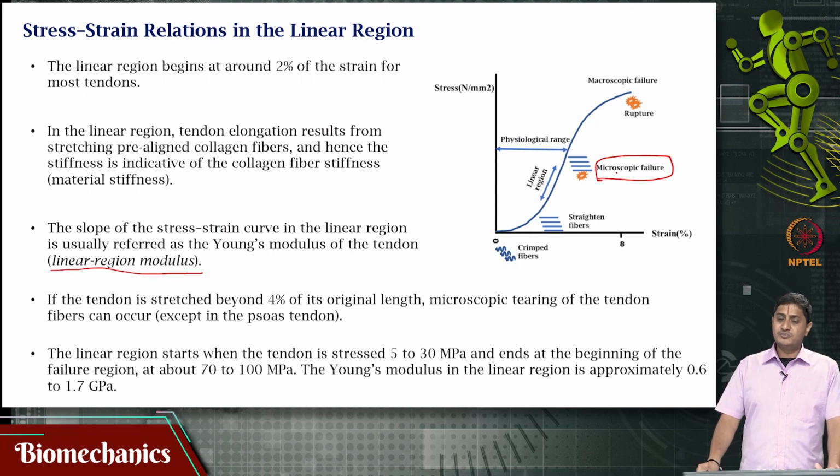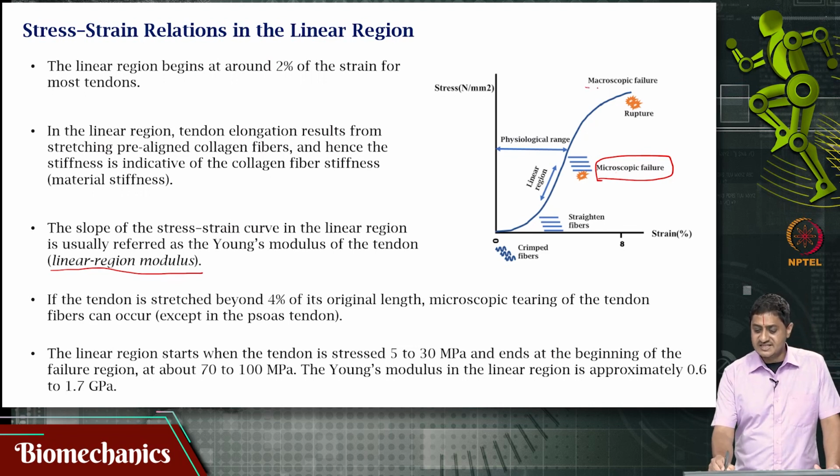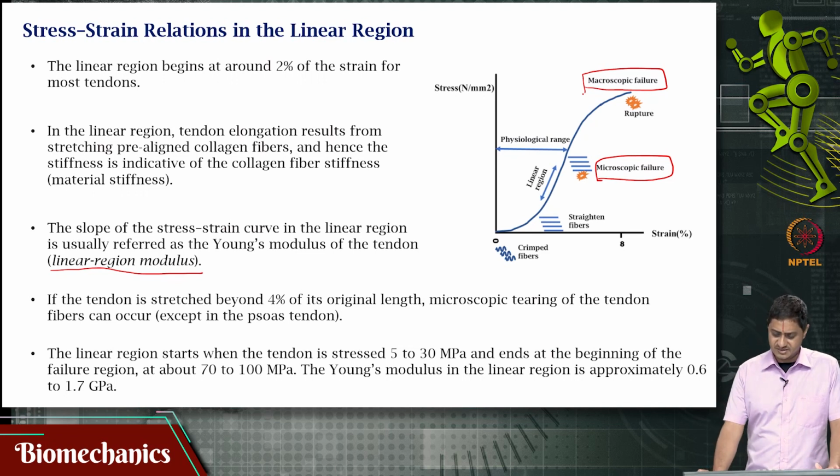If the strain continues beyond 8 or 10% for most tendons, there is a visible or macroscopic failure that happens. Mostly the physiological range is well within the linear region. In almost all the cases, it does not include the linear region. In some cases, it does include the linear region. So, the daily life physiological range is much less than 4%.